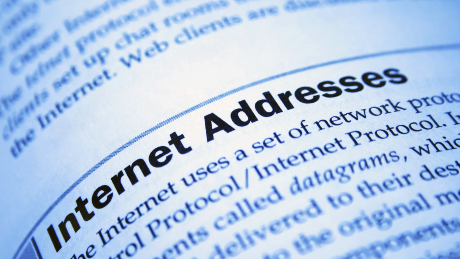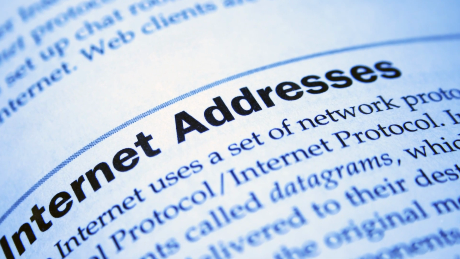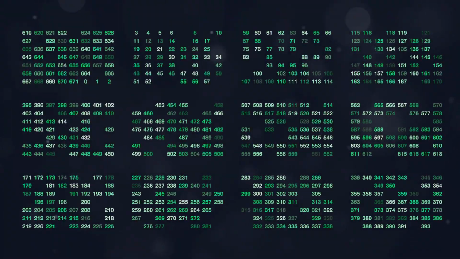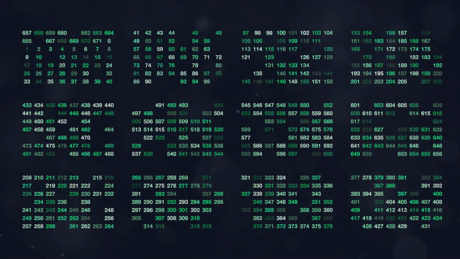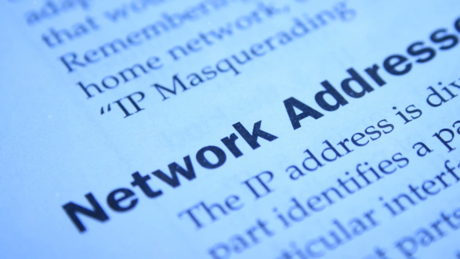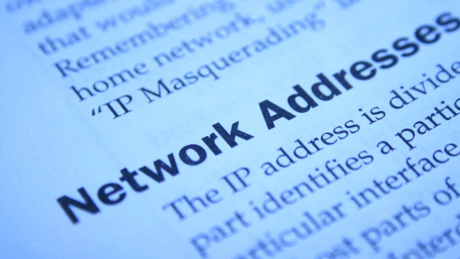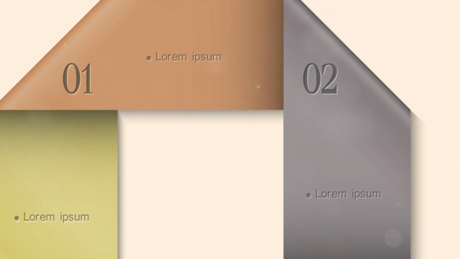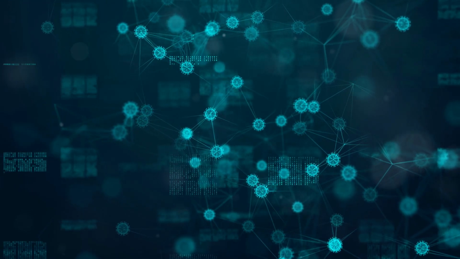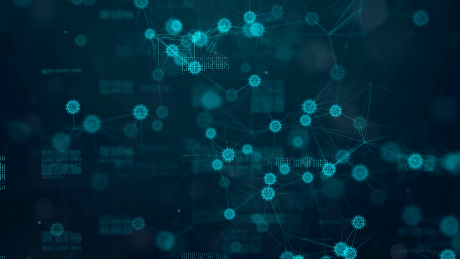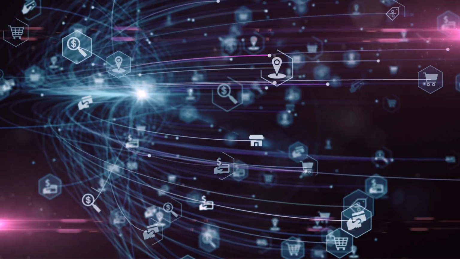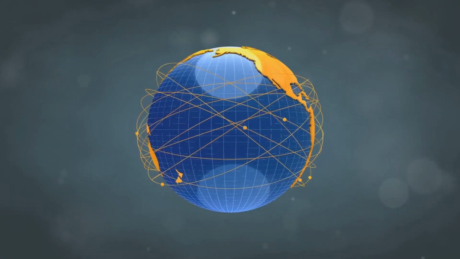There are two types of IP addresses, IPv4 and IPv6. IPv4 addresses are 32-bit numbers usually represented in decimal format like this, 192.168.1.1. IPv4 addresses are divided into 4 octets, each ranging from 0 to 255. This gives us around 4.3 billion unique addresses. However, with the growth of the internet, IPv4 addresses are running out. That's where IPv6 comes in.